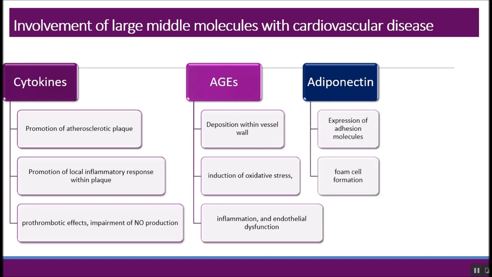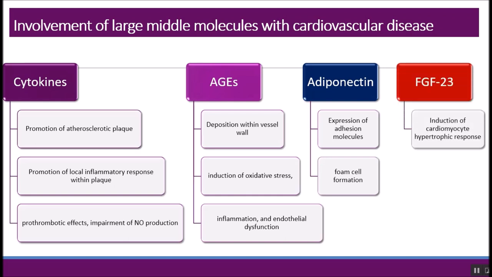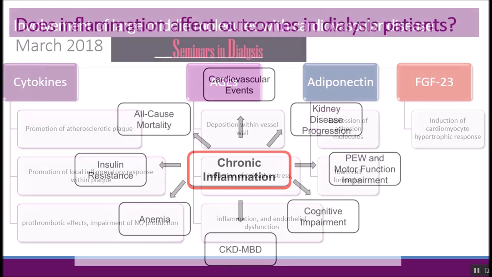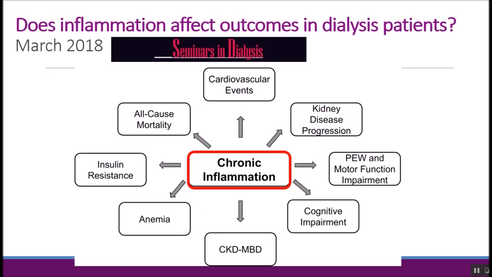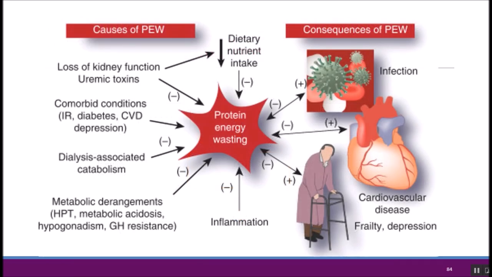Advanced glycation end products cause deposition within the vessel wall, and induction of oxidative stress and inflammation as well. Adipokines cause expression of adhesion molecules, while growth factors can induce cardiomyocyte hypertrophy. All of those can induce a chronic inflammatory reaction inside the blood. This can lead to cardiovascular effects, kidney disease progression, protein energy wasting, CKD-MBD as well, anemia, and insulin resistance.